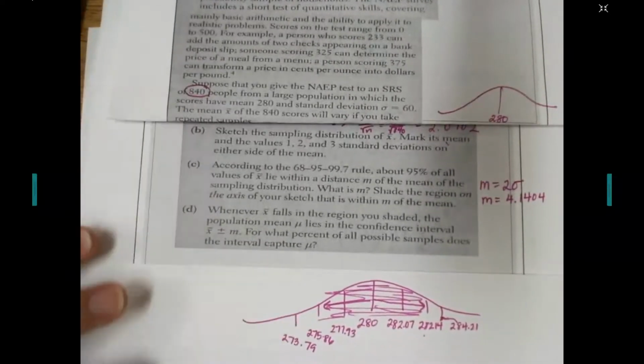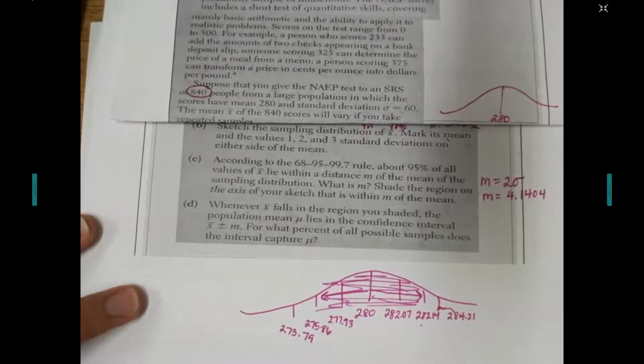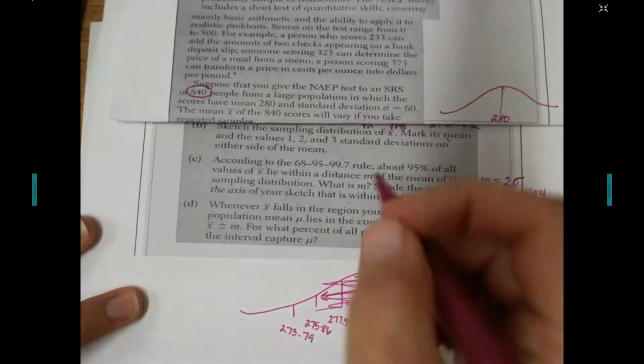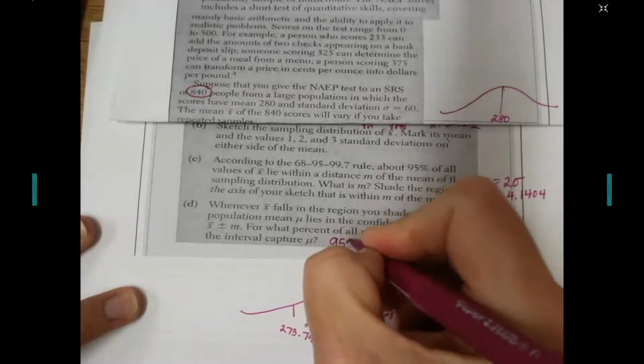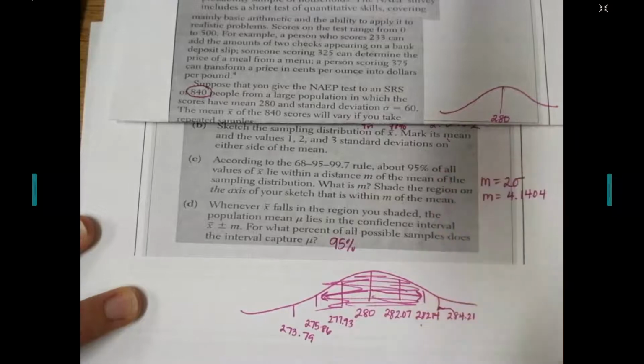Whenever x bar falls in the region you shaded, the population mean lies in the confidence interval x bar plus or minus m. For what percent of all possible samples does the interval capture mu? Well, what percent of the time would it capture mu? Well, 95, right? Which makes sense because that's the confidence level. That's how confident I am in capturing the true value.